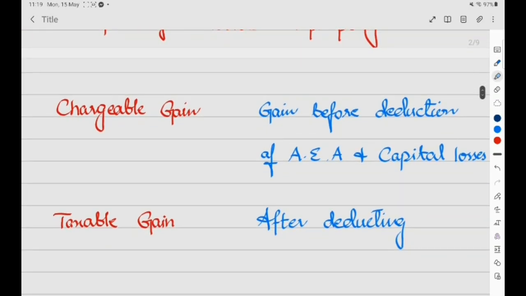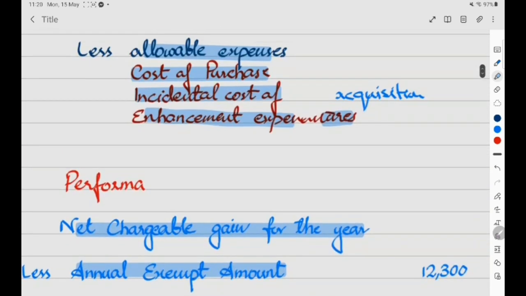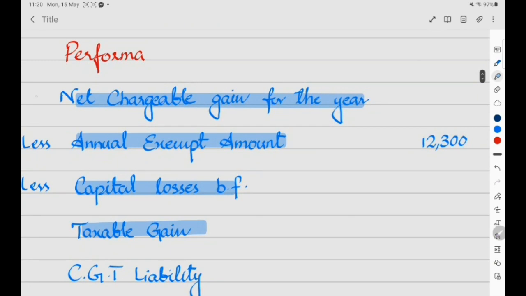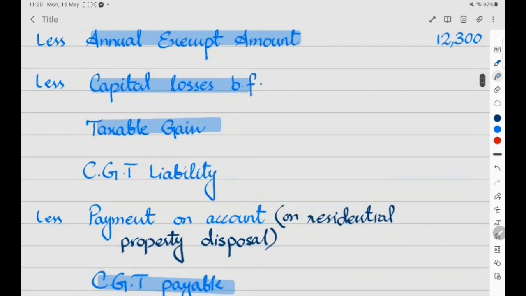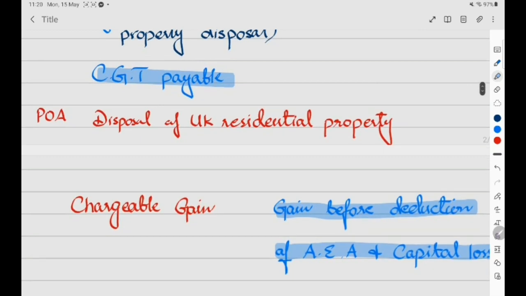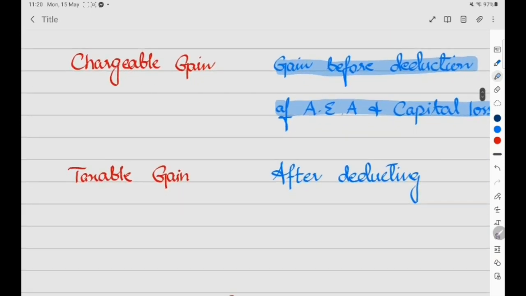So what is the difference in terms of chargeable gain and taxable gain? Chargeable gain is the gain before deduction of annual exempt amount and capital losses. यानी कैपिटल लॉसेस और एनुअल एग्जेम्प्ट अमाउंट को डिडक्ट करने से पहले जो आपके पास गेन आता है वो known to be chargeable gain, and taxable gain is said to be after deducting this annual exempt amount and capital losses. So in this pro forma this is your chargeable gain and this is your taxable gain. So remember these terms when you are asked in the question whether to calculate the taxable gain or to calculate the chargeable gain.